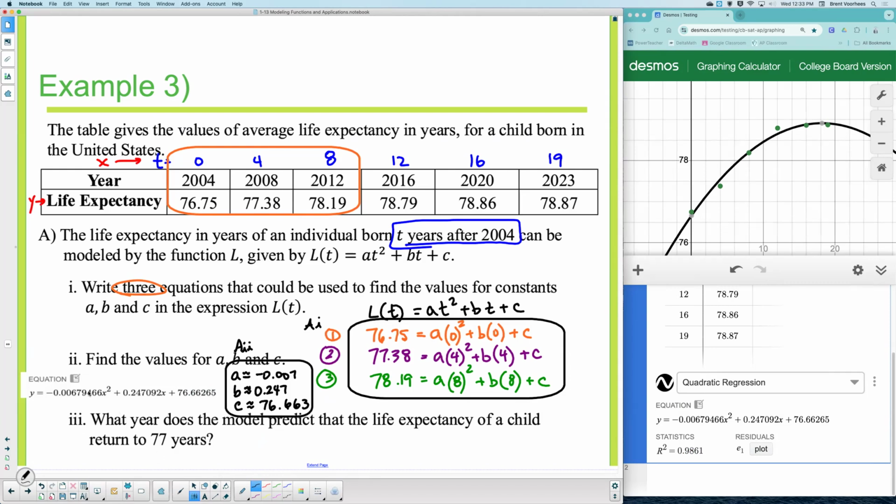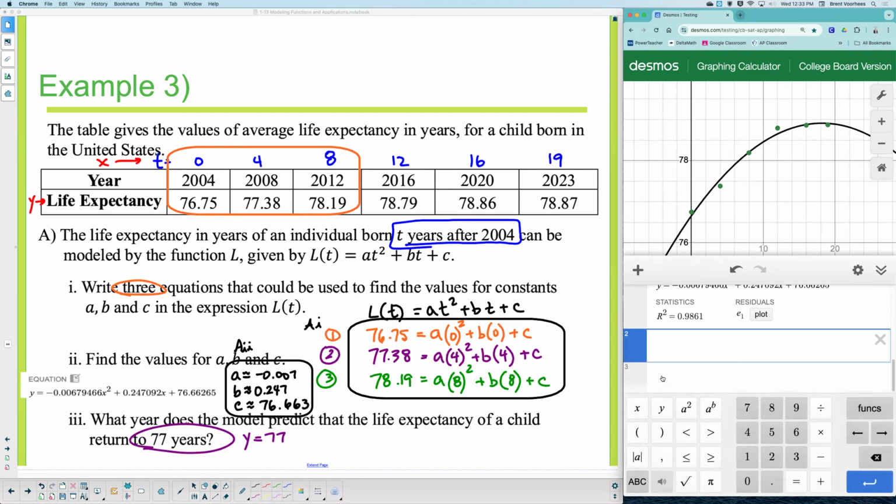Okay, last little part here for this page. It says, what year does the model predict the life expectancy of a child to return to 77 years? So what is 77 represented by, the X or the Y? The Y. The big key here is I would circle that up and make sure you have your variables correct. This means Y equals 77. That's not the answer, by the way. Some people, when I do that, think that's the answer. I'm not saying the answer is 77. That's what we type in the calculator. Type in Y equals 77.